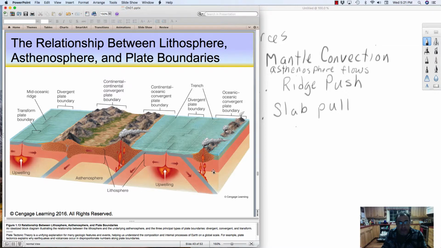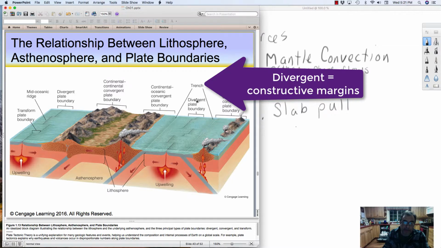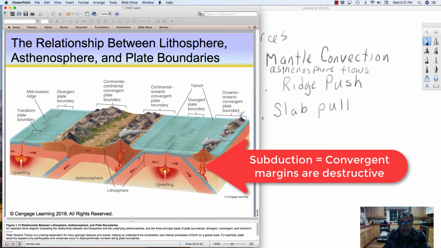So this is a drawing we saw earlier. You can see that the divergent boundaries are really where we see seafloor spreading, mid-oceanic ridges. We're generating new seafloor, so sometimes these divergent margins are called constructive margins. At subduction zones, we're recycling the ocean lithosphere, the slab, back into the mantle. Sometimes these convergent boundaries are called destructive plate boundaries.